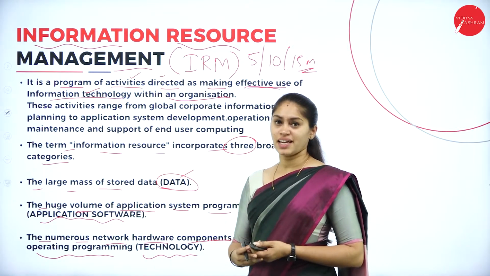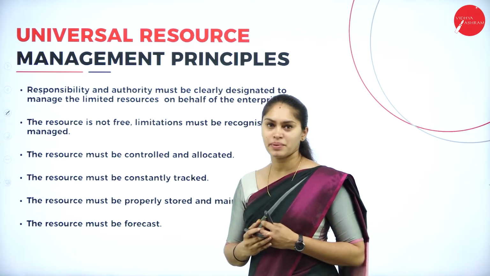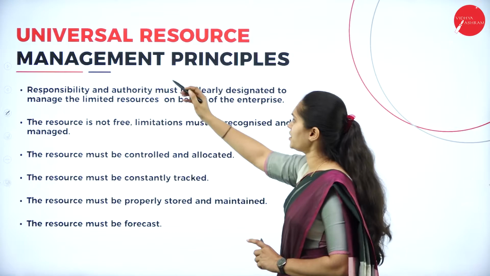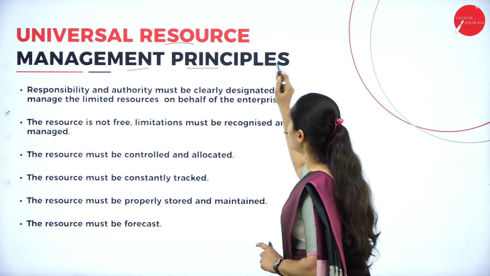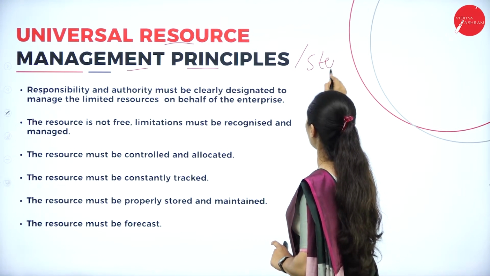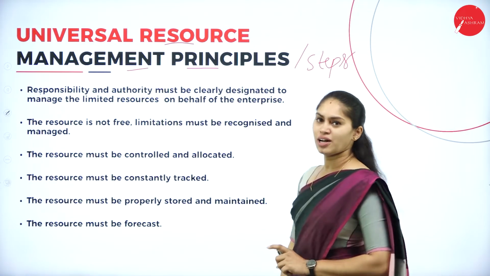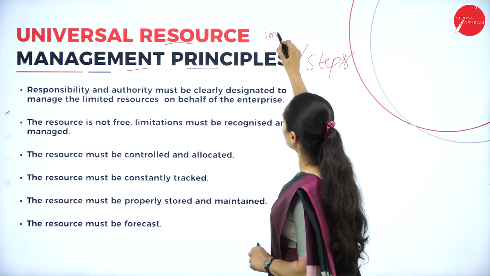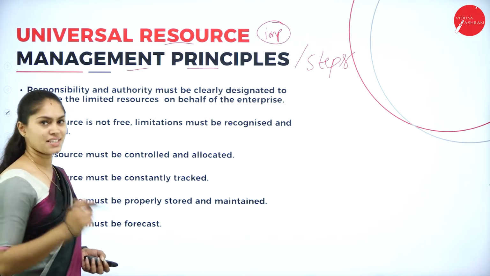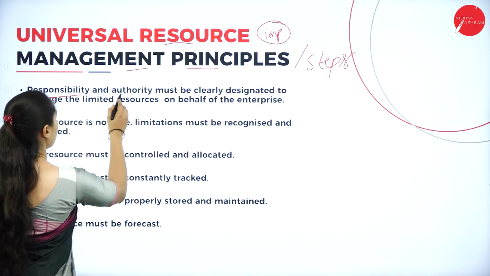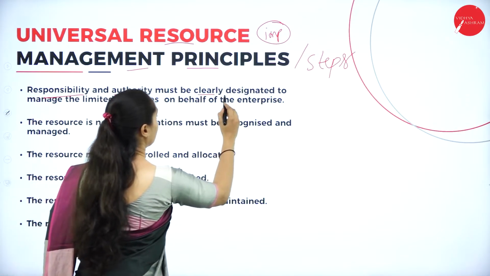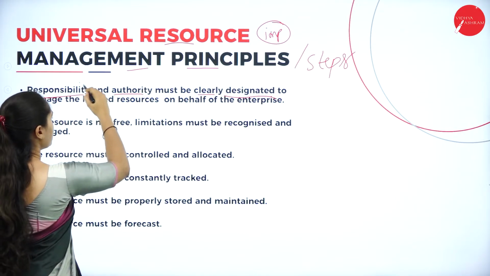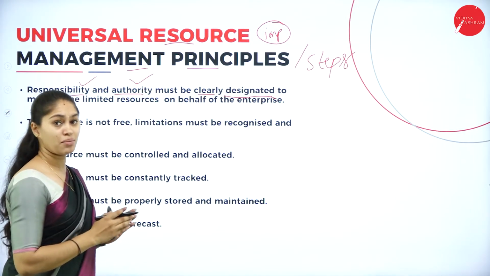So next we'll see what steps or principles we have in information resource management. These are the universal resource management principles or steps we have to follow in order to have this information resource management, and it is also an important question. We'll see the first point: responsibility and authority must be clearly designated. So I must clearly specify the responsibility and authority of that particular data.